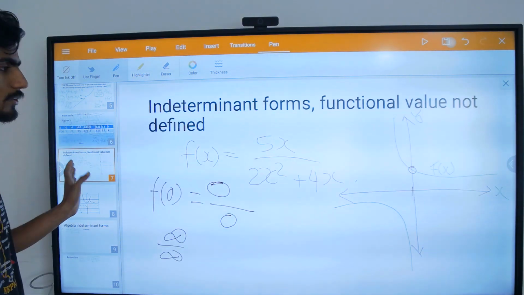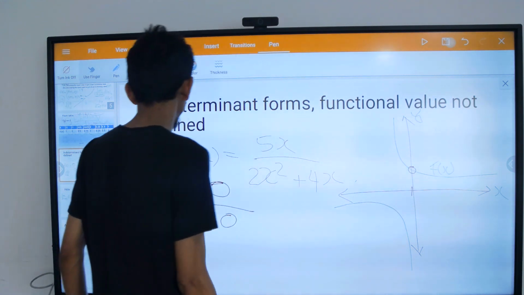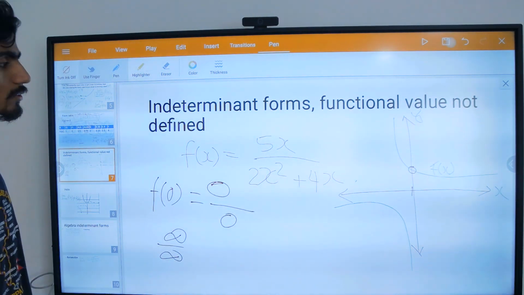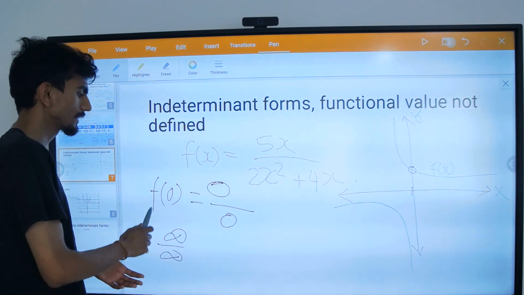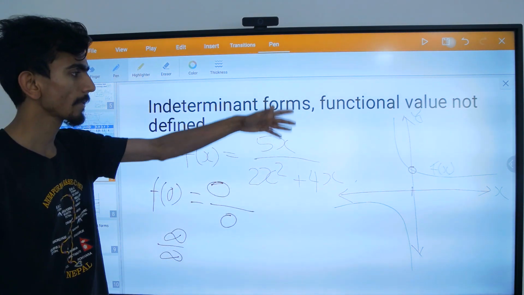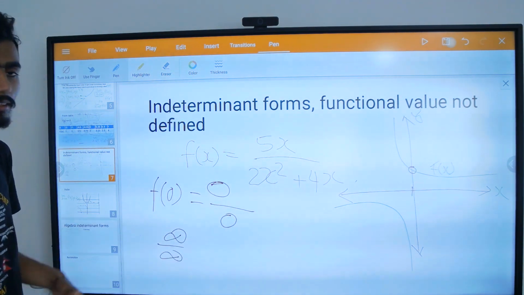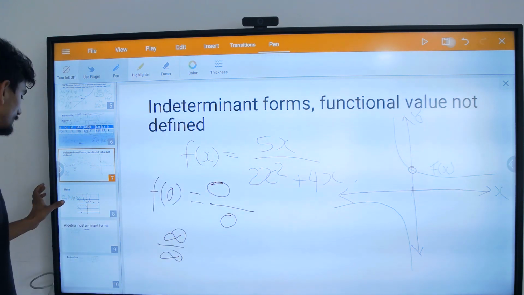Similarly here, we do not see the value of this function exactly at x equals 0, but we see it nearly close to 0. And when we get an indeterminate form, we have some technique. We will do some algebra on this function and try to remove the 0 divided by 0 form and get the value of the function, or the limit.